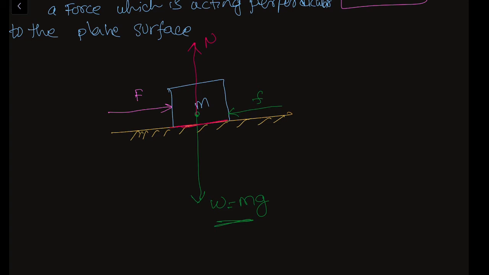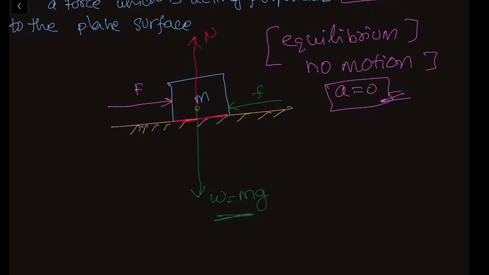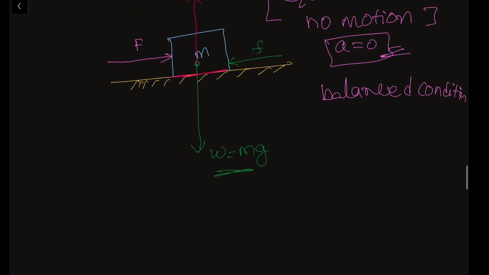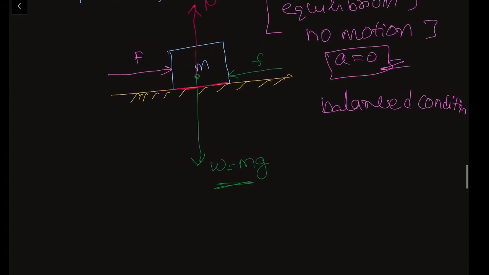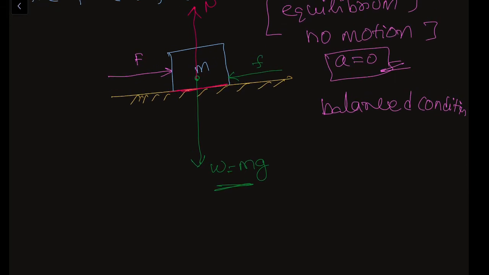Now here we can say the condition is equilibrium, means all forces are equal, so no motion. No motion, my children. So acceleration must be zero. In this balanced condition, we have to write the forces along the x-axis, the sum of the forces along the y-axis is equal to 0.